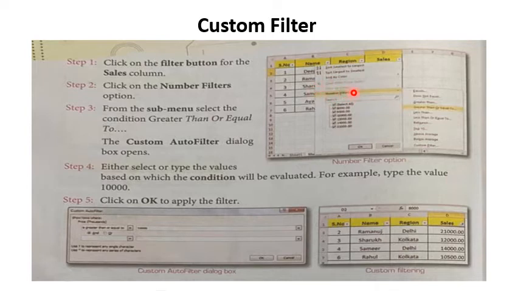When you click on number filter, a pop-up menu will appear on the right side. From here you will choose equal to, less than or greater than. I want to see the records where sale is greater than 10,000, so I have to choose the option greater than. Then this dialog box will appear. Here you type greater than or equal to 10,000 and click the OK button. You will find only those records where sale is greater than or equal to 10,000. Other records are hidden. This is called custom filter.